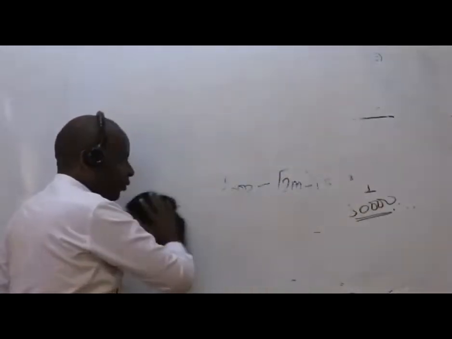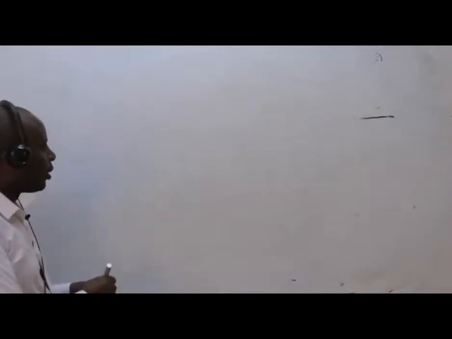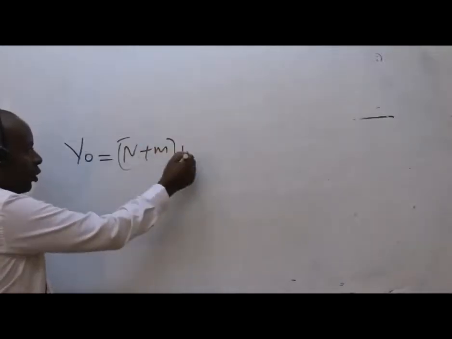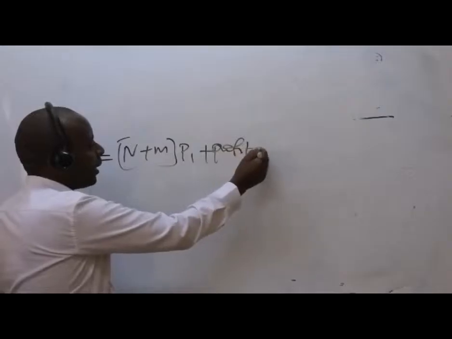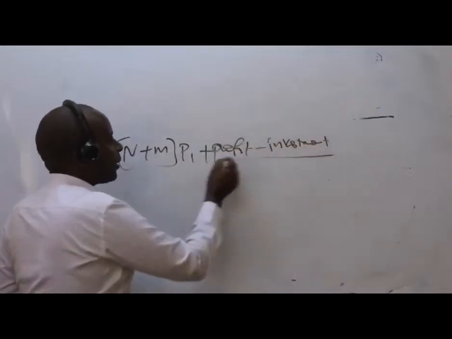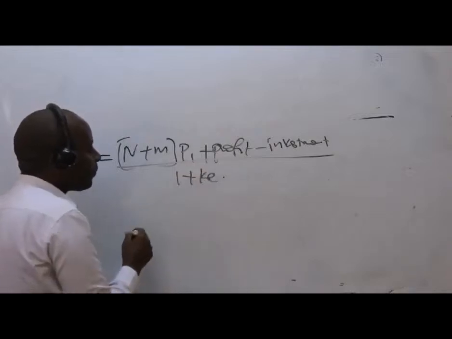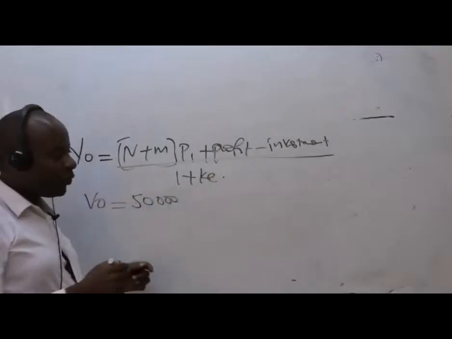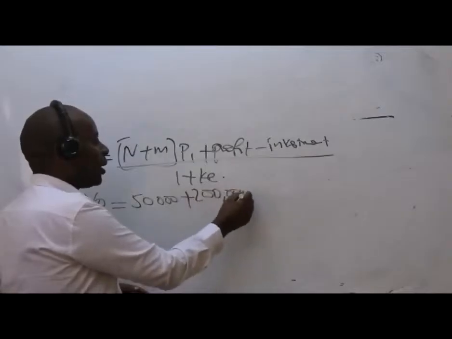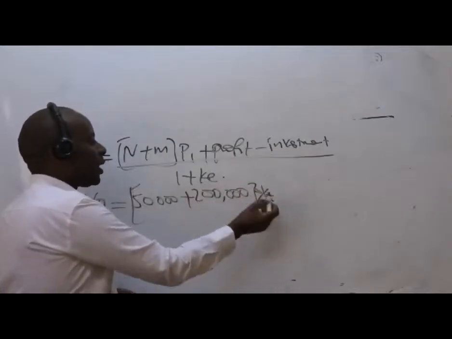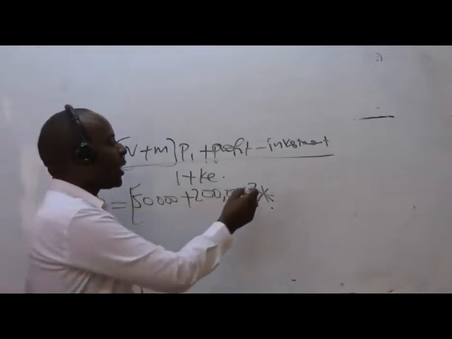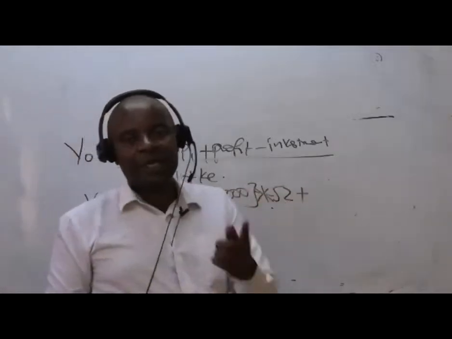In my formula, this is what I will be having. My V0 will be equal to the new shares plus the old shares, multiplied by P1, plus any profit we generate minus any investments we shall make in the current year, all over 1 plus Ke. The new shares, you guys have given me 50,000. Plus old shares, 200,000, times P1. P1, if my memory serves me well, is 52.